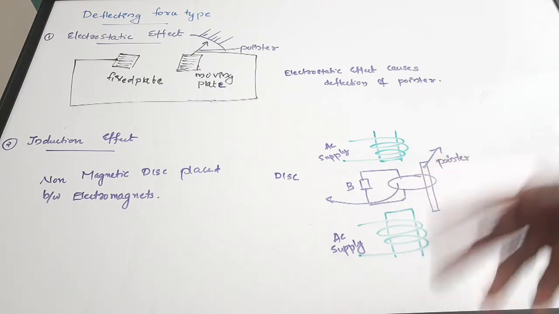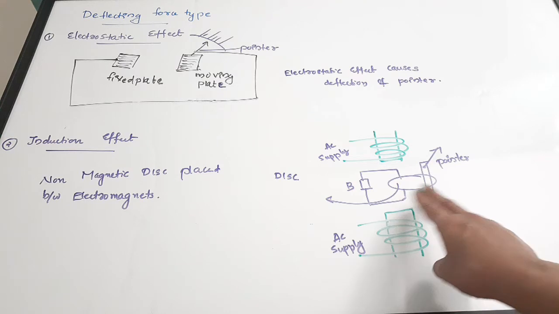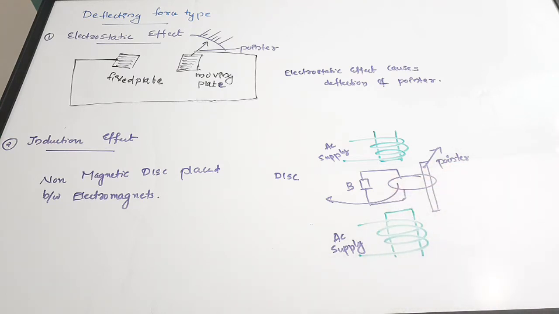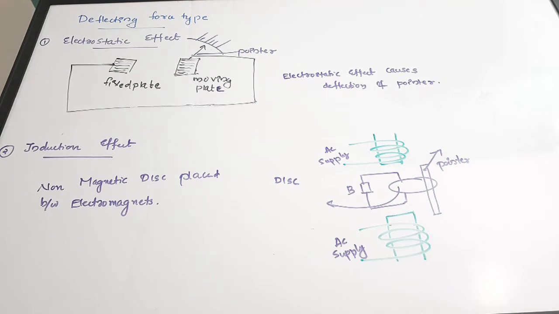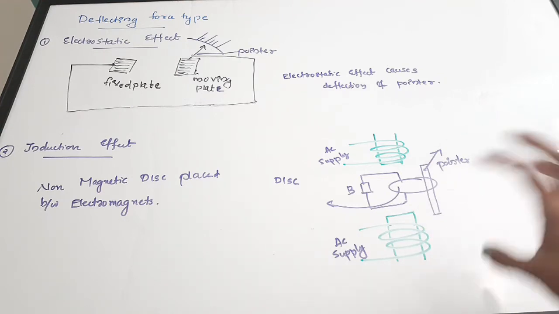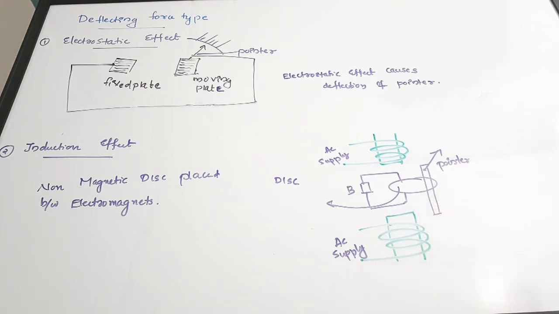And so when the magnets get charged up, it will cause the disc to move. What happens is that an EMF is induced in the disc, and when a closed path is provided, the current will flow, and hence the disc will move. Due to this magnetic effect or this inductive effect, the movement of the disc happens, and along with that the pointer will also move. So that is the next type of instrument, which is an induction effect type indicating instrument. These two come under the category of deflecting force type indicating instruments.